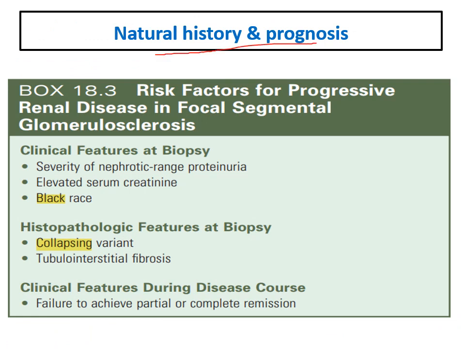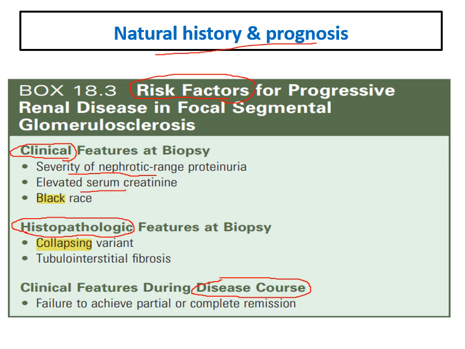What about the natural history and the prognosis? We should know the risk factors for progression, or poor prognostic factors, in focal segmental glomerulosclerosis. Poor prognostic factors include clinical features, histopathologic features, and the course of the disease. Regarding clinical features, if there is nephrotic range proteinuria or more severe proteinuria, this is a poor prognostic factor. If there is renal impairment, this is a poor prognostic factor. Black race, of course, is a poor prognostic factor. We said it earlier in the lecture.